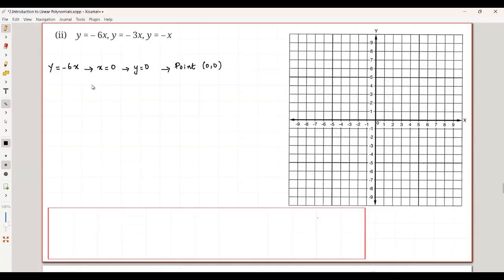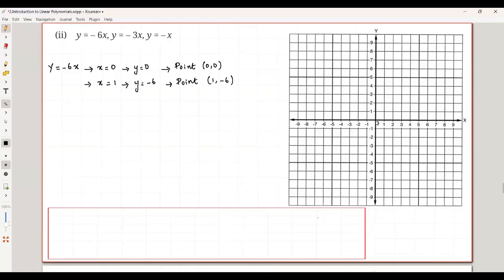Next, I am taking x is equal to 1. Minus 6 into 1 is minus 6, so y is equal to minus 6. Therefore, the second point will be 1, minus 6. After getting the 2 points, plot the points.